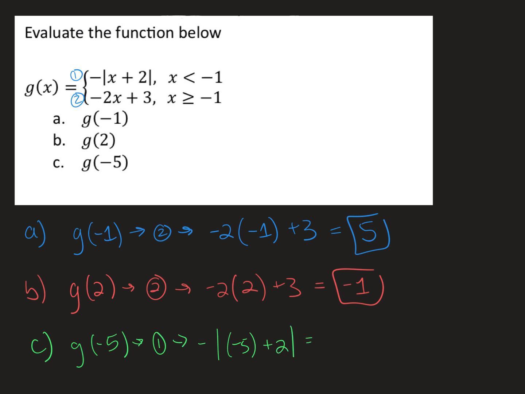Simplify what's inside the absolute value to get a negative absolute value of -3. And then, of course, the absolute value turns any number into a positive number, but that negative in front is still there. So the answer here ends up being -3.